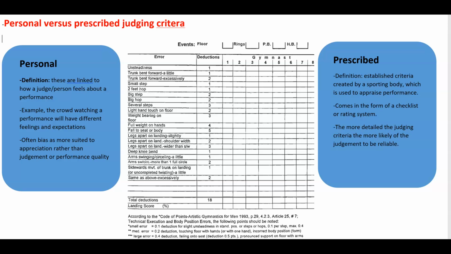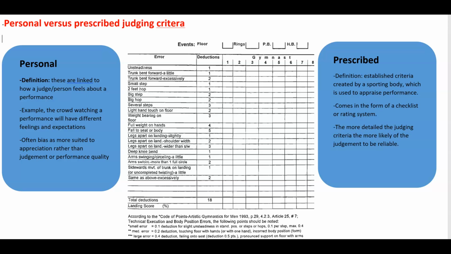And the more detailed the judging criteria, the more likely that criteria is to be reliable. You can imagine if the sheet in the middle just had a score of 1 to 8, but didn't actually have any of the errors. This is quite a detailed judging sheet, and therefore a judge using this score sheet, it will be very clear why that gymnast has scored the score that they have.